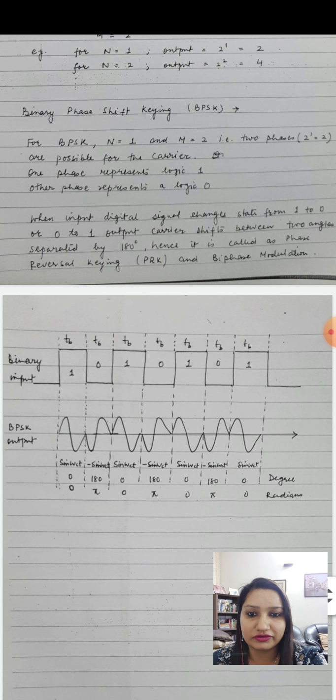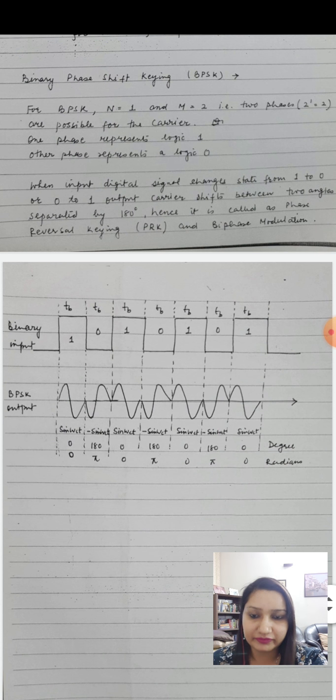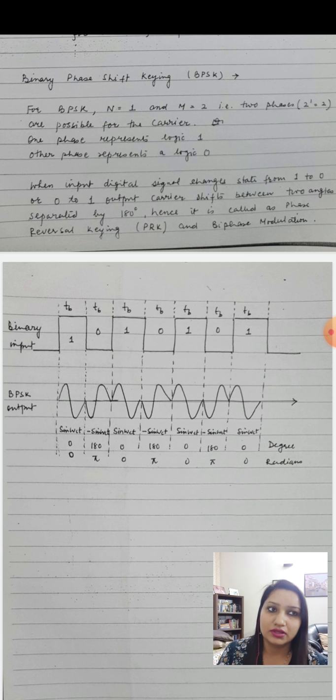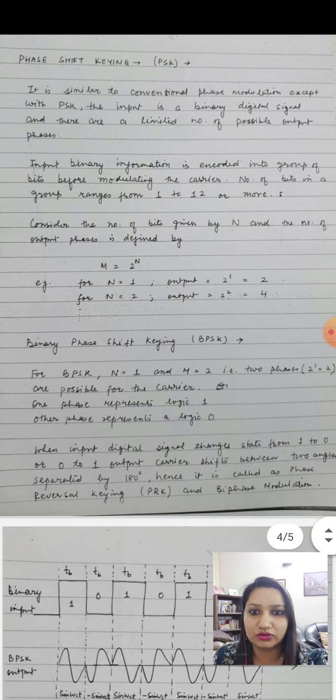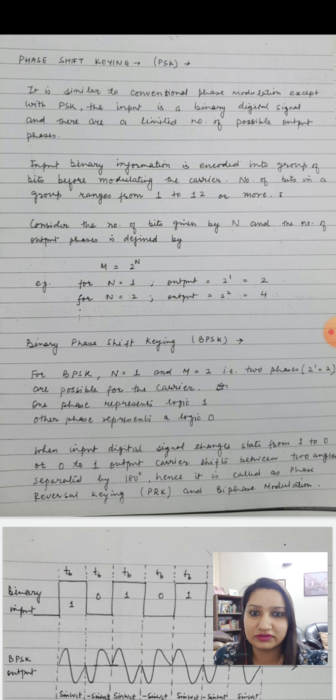Now, just concentrate on this diagram or graph. We can see there is a binary input. So, before modulating the carrier, our binary input is taken, as written before. Just read that line: input binary information is encoded into groups of bits before modulating the carrier. So the number of bits in the group ranges from 1 to 12 or more.